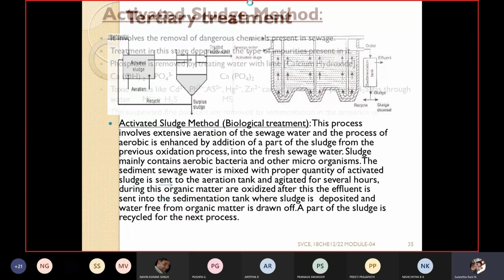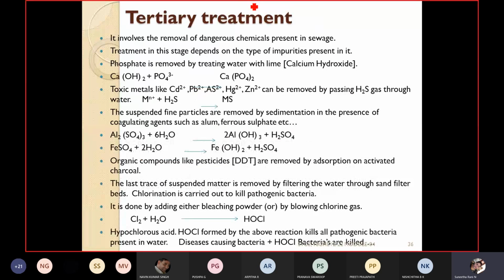So in the tertiary treatment, what happens? After the secondary treatment, the same water is passed into the next stage, the last stage, treating with chemicals. That is tertiary treatment, which involves a number of chemical reactions.